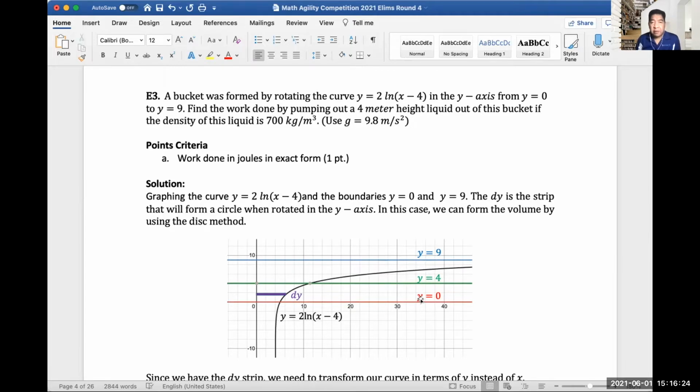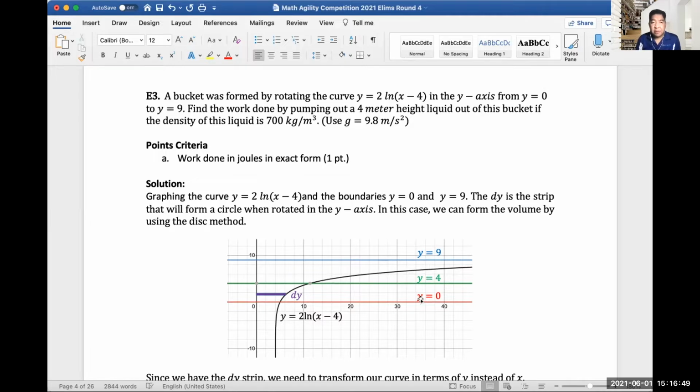Okay, so now this is again another calculus problem that deals with work. It's a combination of calculus and physics. A bucket was formed by rotating the curve y equals 2 ln of x minus 4 about the y-axis from y equals 0 to y equals 9.